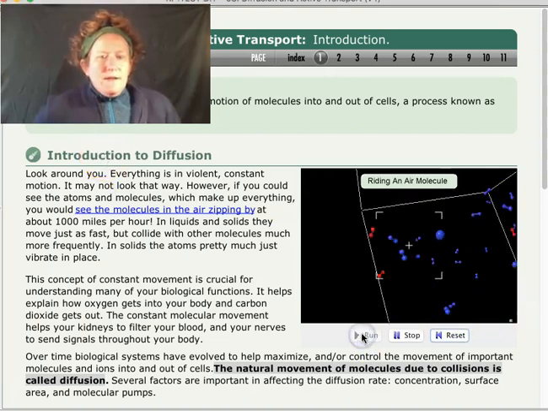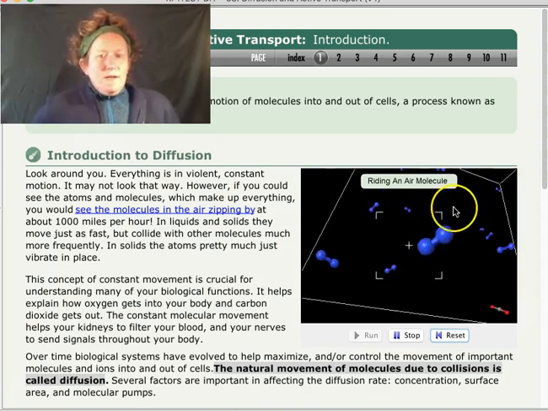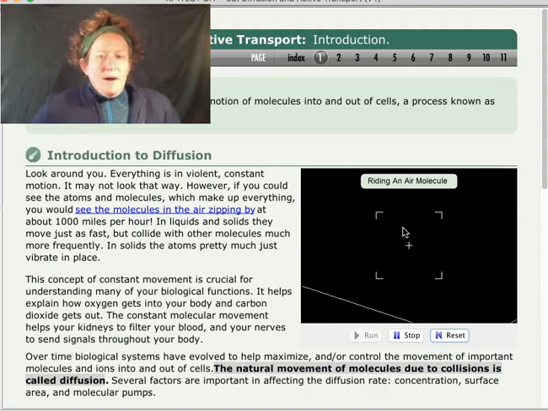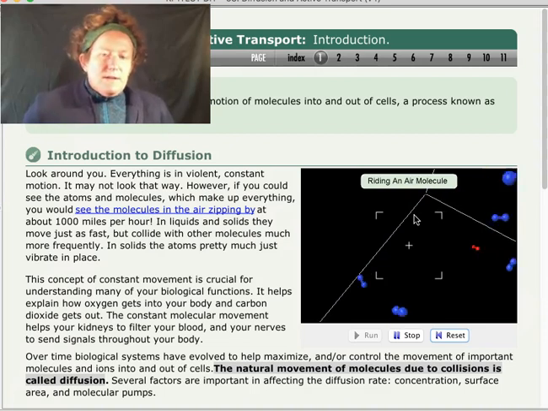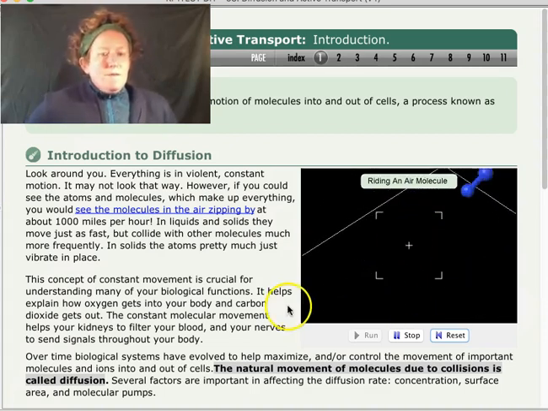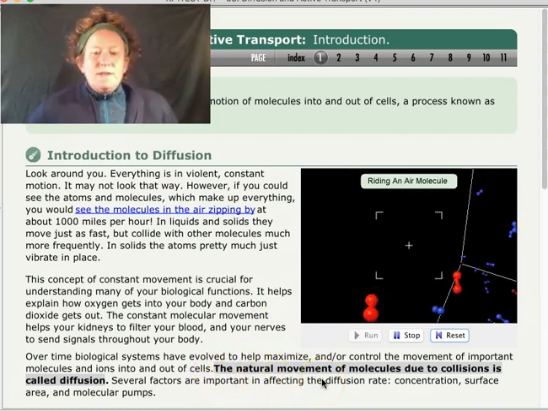Diffusion is the natural movement of air molecules. Air molecules, as you see here, we're kind of riding an air molecule in the simulation, are always bouncing around, and here we're bouncing off the sides of the container, we run into other air molecules, and we're bouncing, bouncing, bouncing. Diffusion is the natural movement of molecules due to collisions.